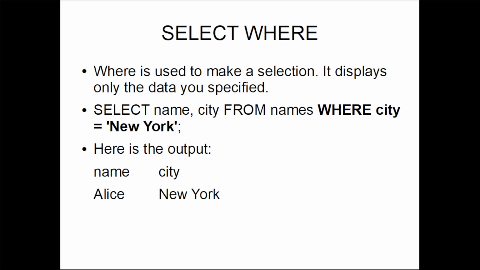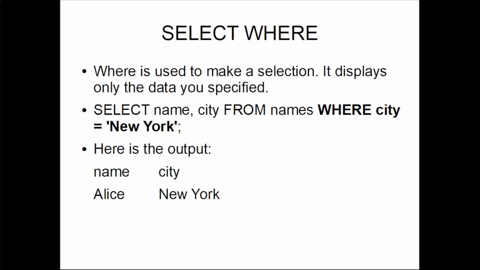This is essential for working with real-world data, where you often want to focus on a subset of records rather than everything in the table. For example, let us say you only want to see people in our names table who live in New York. You write: select name, city from names where city equals New York. This command tells the database to check the city column and return only the rows where the value is New York. If your names table includes a record like Alice, New York, the output will show just that row. Compare this to select name, city from names without the where clause. You will see how where narrows down the results to exactly what you need.